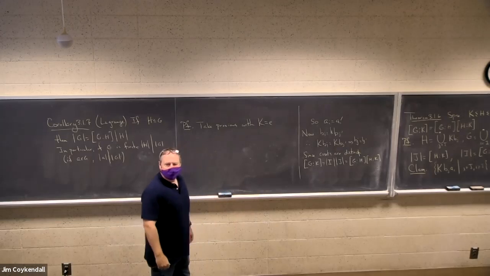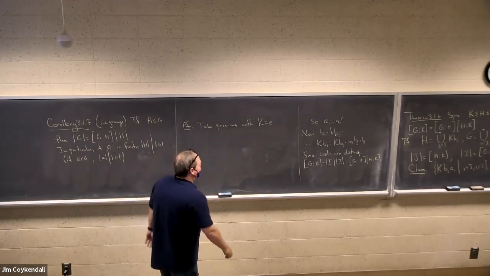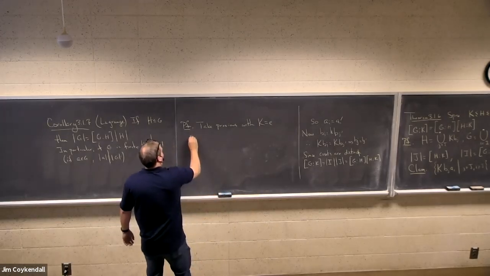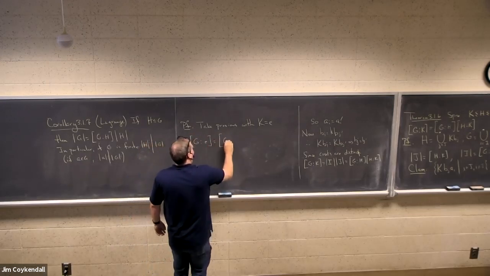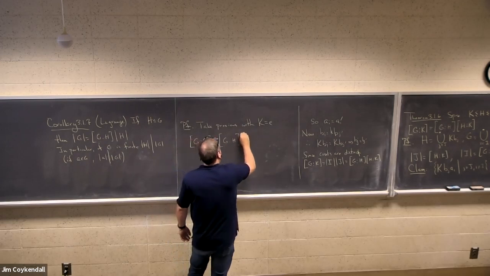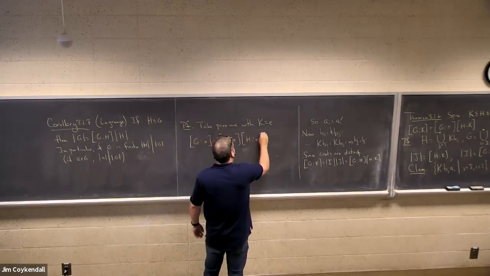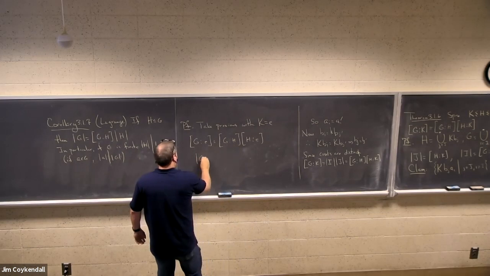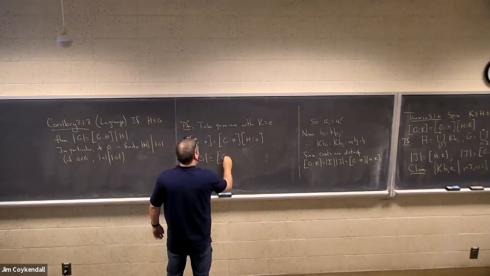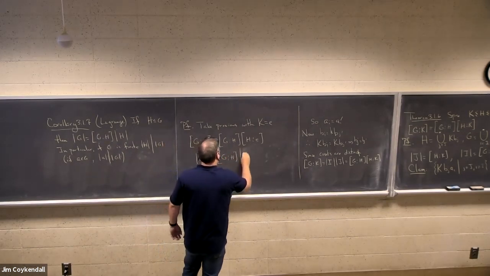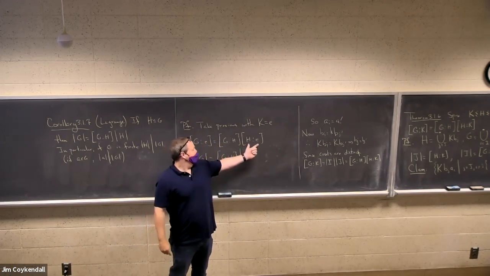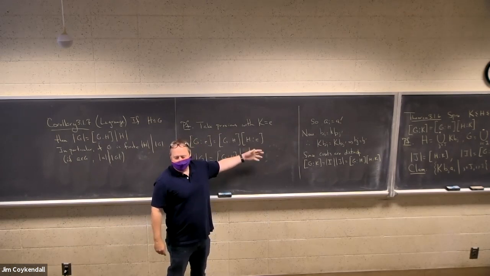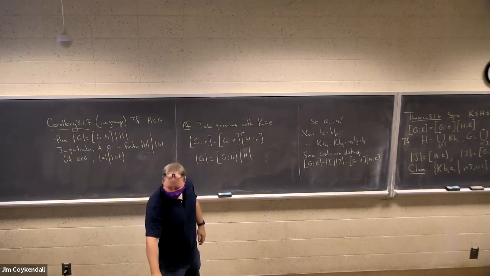Take the previous result, the identity group. Then the index of the identity in G, G colon H with H the identity, is the order of G. Remember, the index of the identity: how many cosets do you have when your subgroup is the identity? You have as many as there are elements.